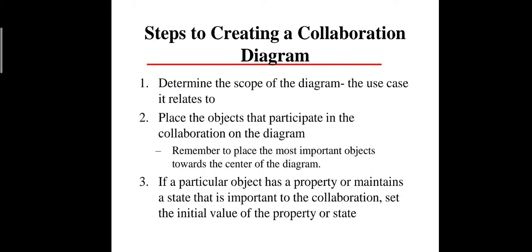Now here we see how to create a collaboration diagram step by step. So these are the steps for creating the collaboration diagram. The first one, determine the scope of the diagram, that is the use case it relates to. We need to show in the collaboration diagram who are the objects which participated in that communication. Place the objects that participate in the collaboration on the diagram. Remember to place the most important objects toward the center of the diagram.